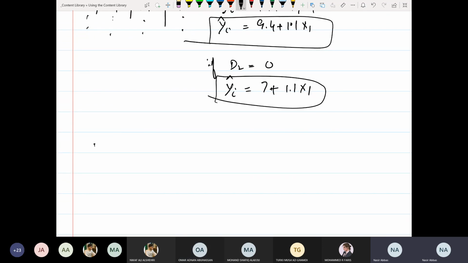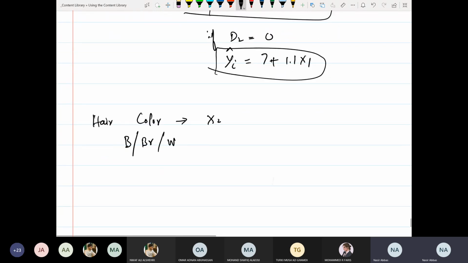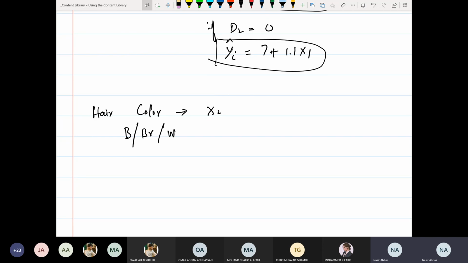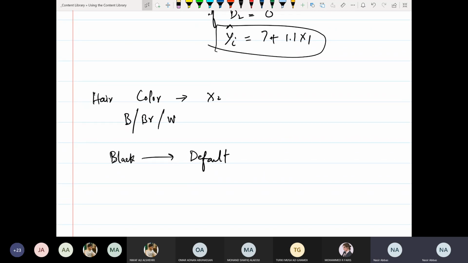Let us say you have hair color as X2. And let us say your hair colors are black, brown, and white. Let us say you have 3 categories. What you will do is you will specify one of them as the default. Let us say black is default. Forget about the default one. You have 2 remaining, brown and white.